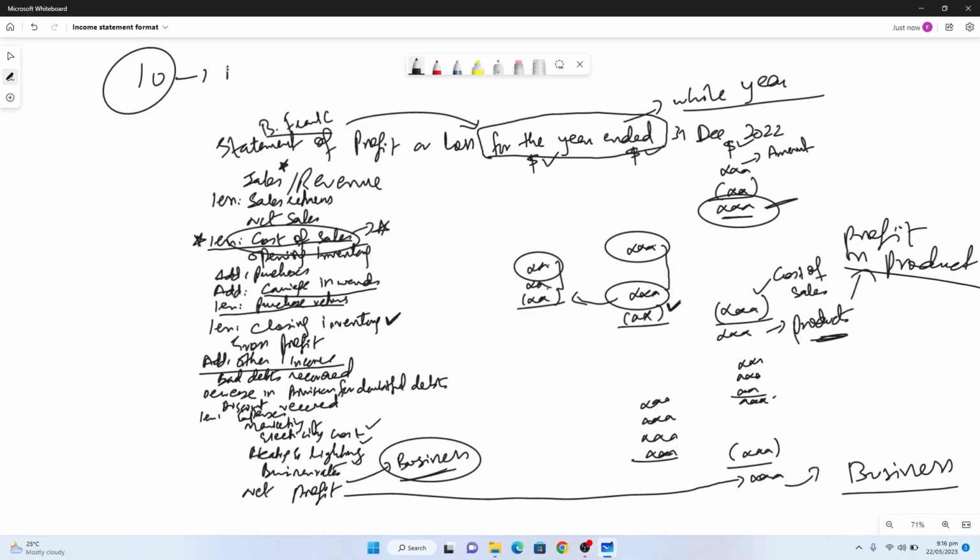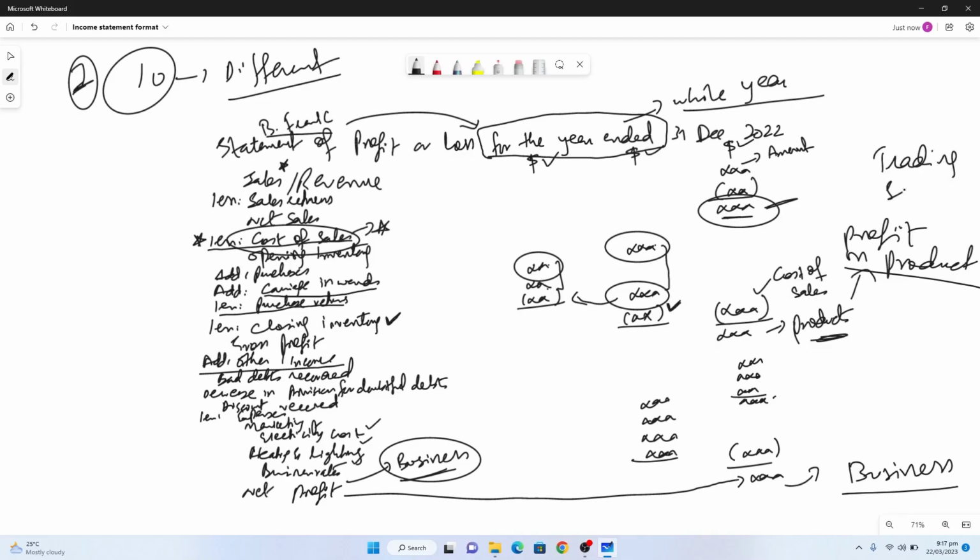Maybe a business might be dealing in 10 different products, so the gross profit of the 10 different products would be different, but the net profit of the business would be the same, because the business is one, the products are 10, so the gross profit would be 10, but the net profit would be 1 only. Okay, I hope you got this concept. So that is the differentiation.